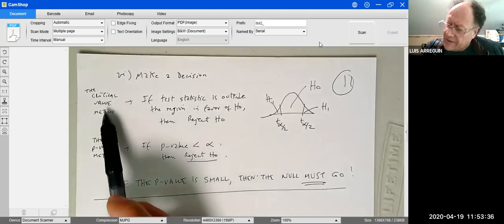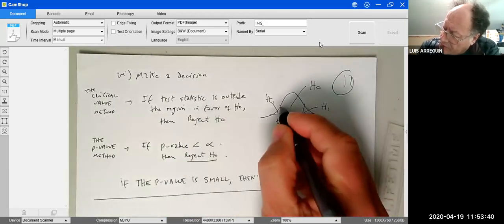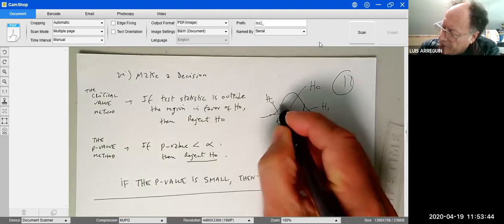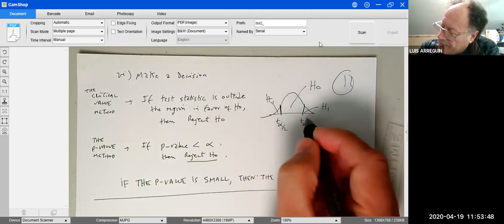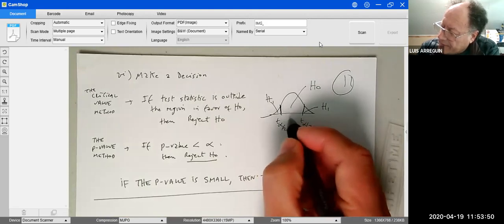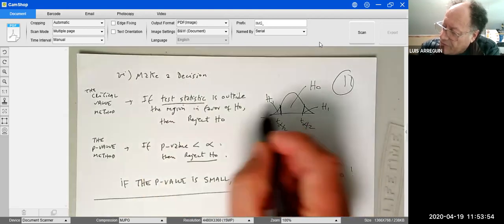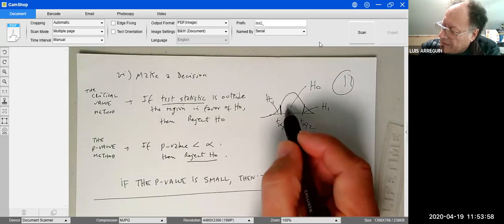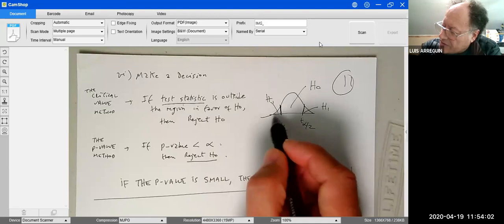If you are using the critical value method, then you just need to draw a diagram. You're going to need a diagram for this method. You're going to indicate where your lower and your upper critical values are. And then you're going to use your test statistic and look where it lies, whether the value for this test statistic lies in this region or outside of this region.